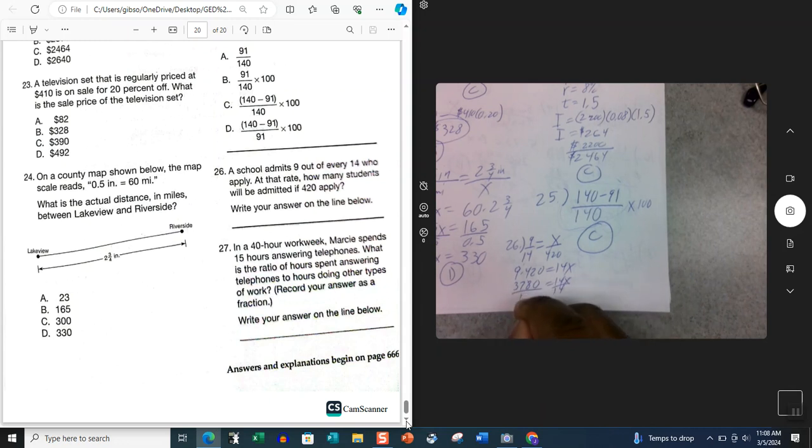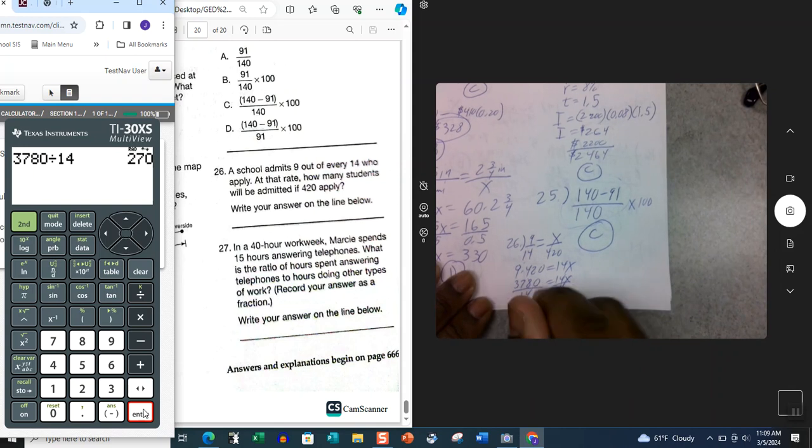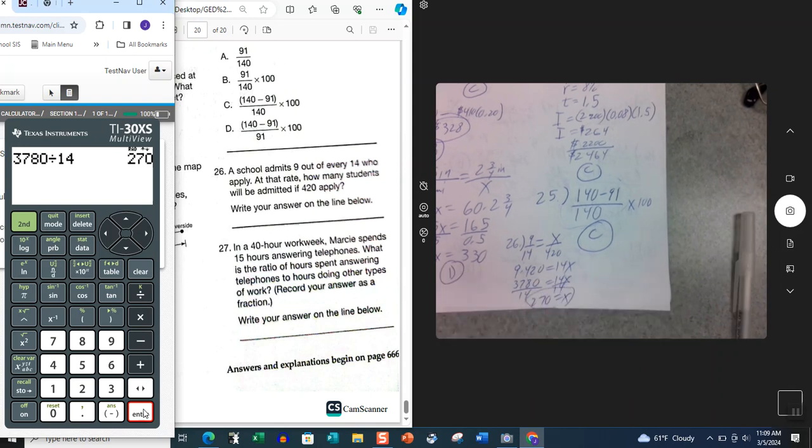Divide each side by 14. So we'll take 3,780 divided by 14. And that gives us 270. So 270 is equal to x. So that was how many were admitted.